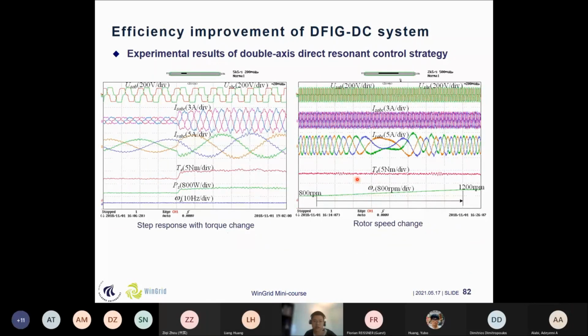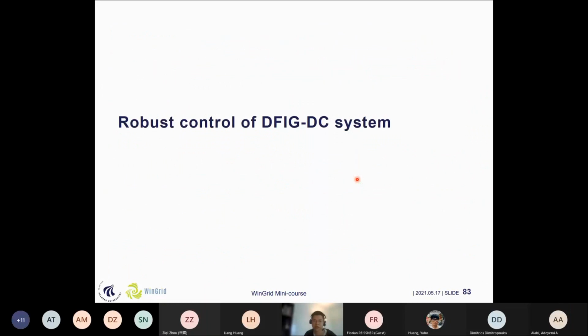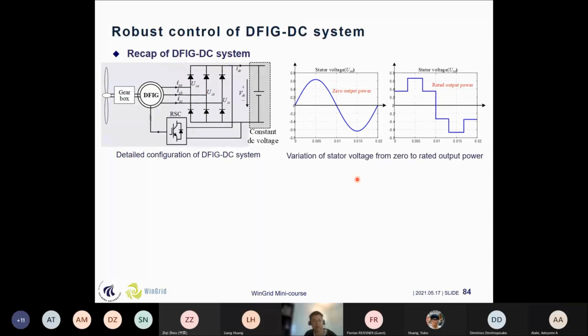And this is the dynamic processes. And the last part is about the robust control of the DFIG-DC system. Here, I wanted to make a recap of the DFIG-DC system.